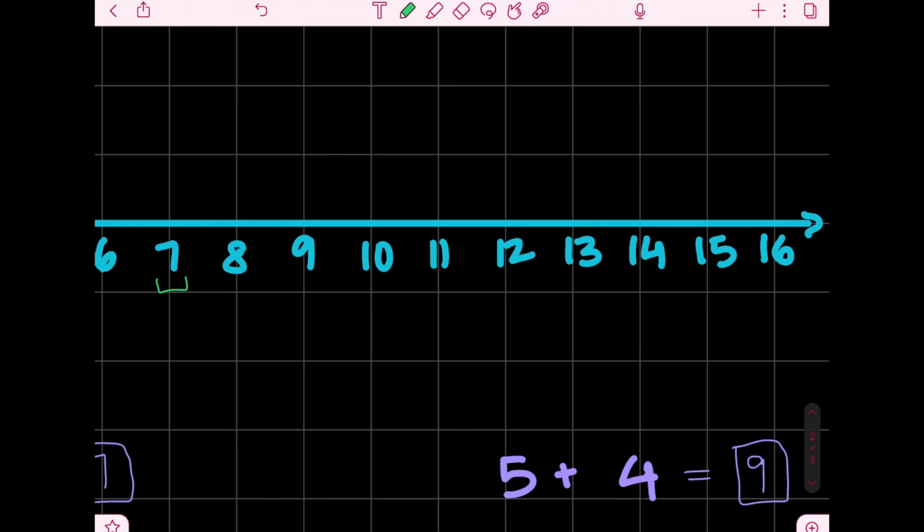So I'm going to give you a quick second to pause the video and try to solve this one by yourself and see if you can do it all by yourself, counting 7 spaces and ending up at our answer. So I'll give you a quick second to pause it.